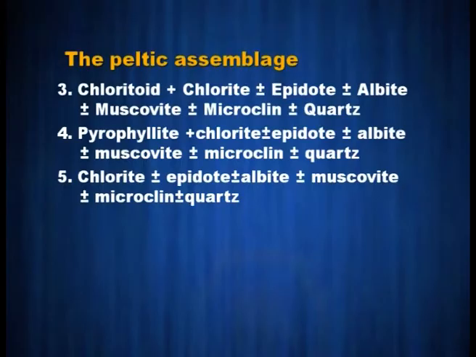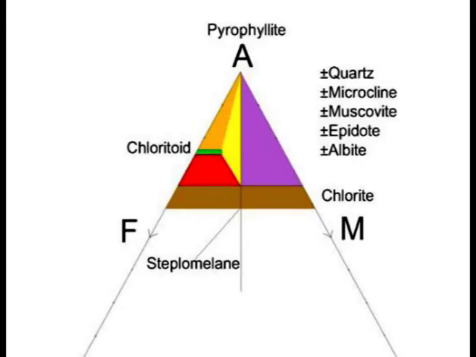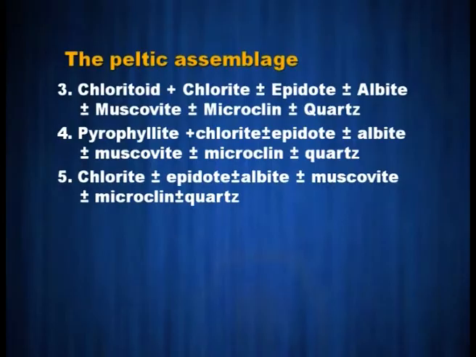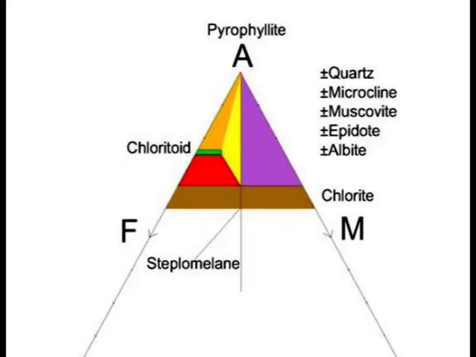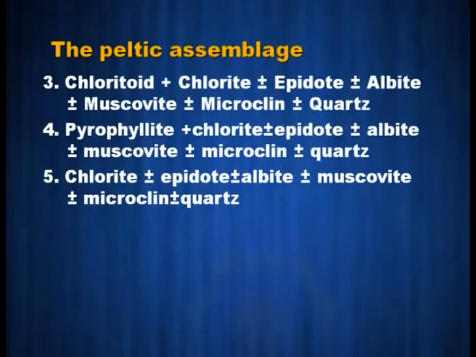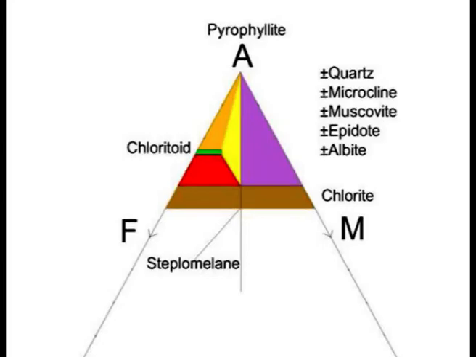Third assemblage is your chloritoid, chlorite plus minus epidote plus minus albite plus minus muscovite plus minus microcline plus minus quartz. This may be phyllite and schist depending upon the structure. Fourth assemblage is your pyrophyllite plus chlorite plus minus epidote plus minus albite plus minus muscovite, microcline and quartz, may be phyllite and schist. Fifth is your chlorite, epidote, albite, muscovite, microcline, quartz, may be phyllite or schist.